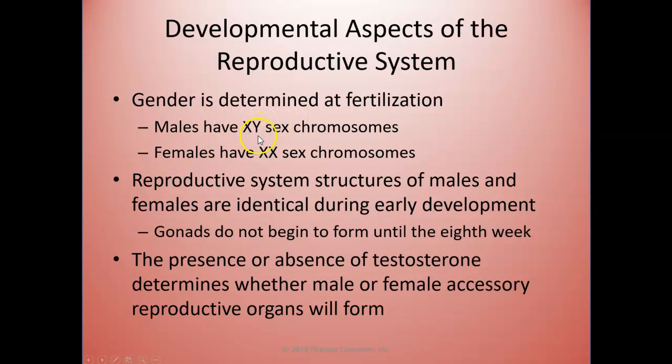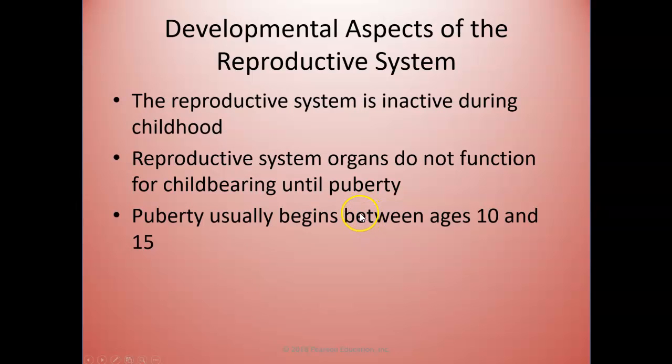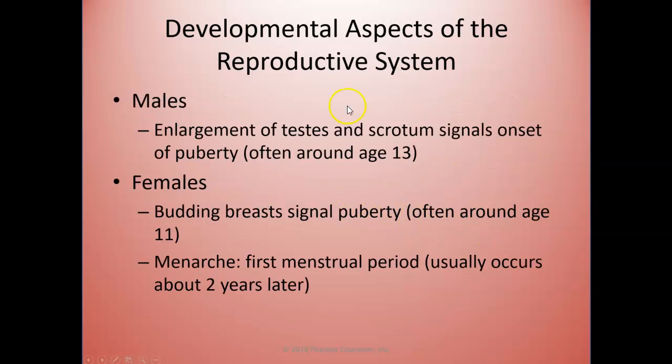So kind of real quick, the developmental things. Gender is determined at fertilization. Males are XY and females are XX. We talked a while ago about the gonadal formation, driving development towards either male or female reproductive anatomy, the primary sex characteristics, with testosterone and the SRY gene on the chromosome. The reproductive system generally is relatively inactive until childhood, and doesn't really function for childbearing until puberty, which usually begins between 10 and 15, but can vary. Some of the things that we'll see in males are the enlargement of the testes and scrotum.